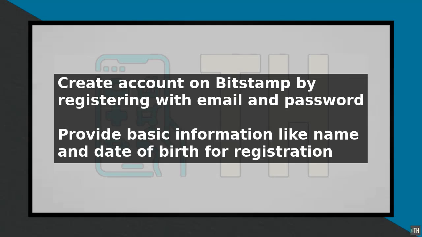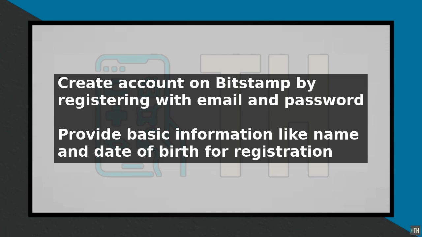To buy Bitcoin on Bitstamp, you will first need to create an account on the platform. Go to the Bitstamp website and click on the Register button. Then enter your email address and choose a password. You will also need to provide some basic information such as your name and date of birth. Once you have filled out the registration form, click on the Register button to create your account.